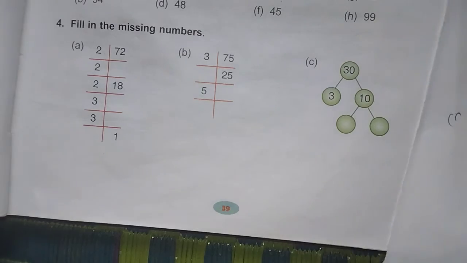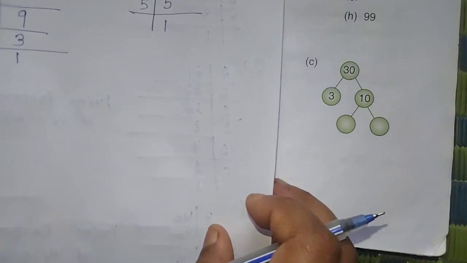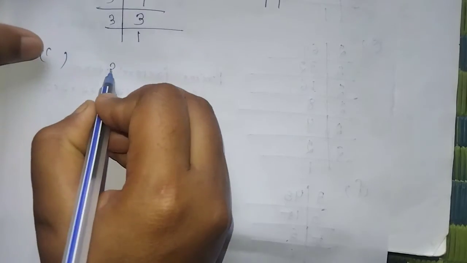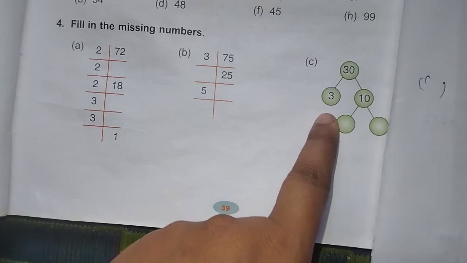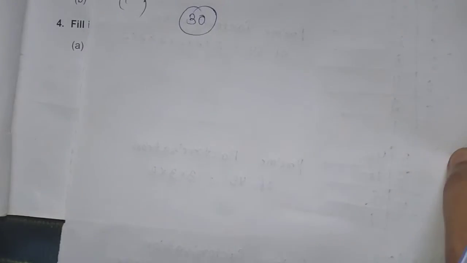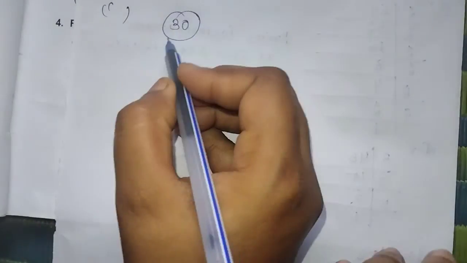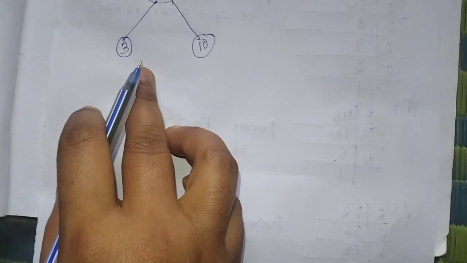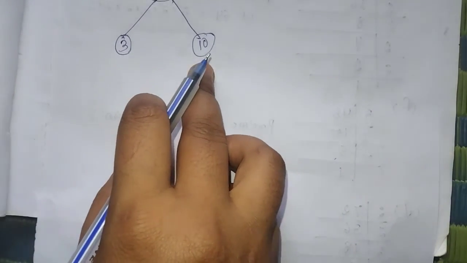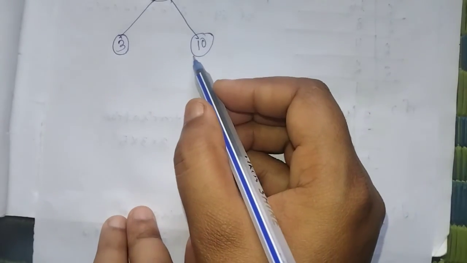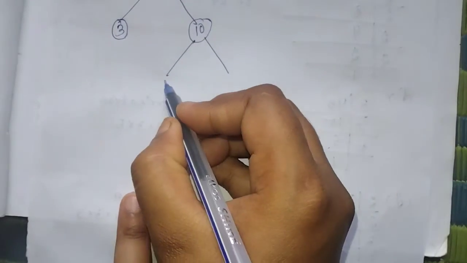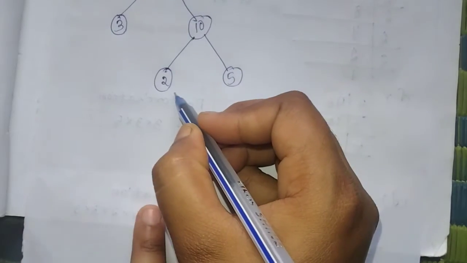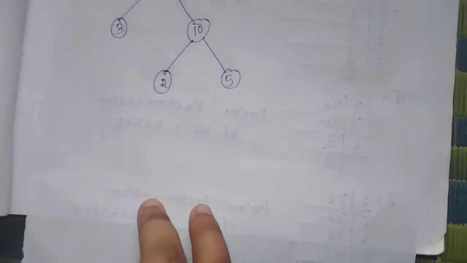Then C, 30. First we divide 30. 3 is a prime number. We can break 30 into 2 factors. 3 10s are 30. Here 3 is a prime number but 10 is a composite number. So we can again break 10 into 2 factors. 2 5s are 10. Here 2 is a prime number. 5 is also a prime number.